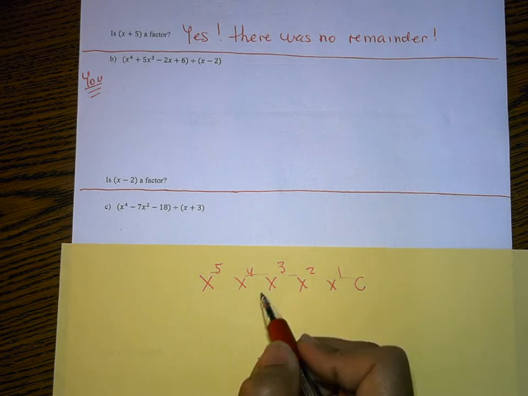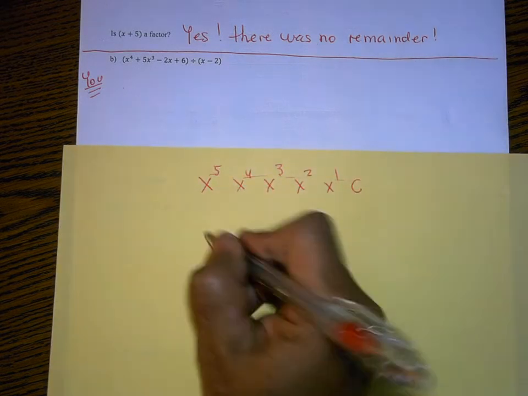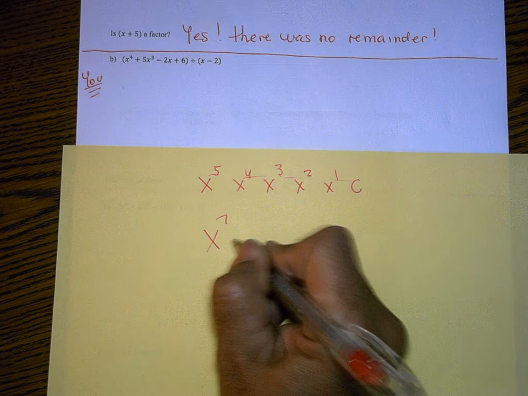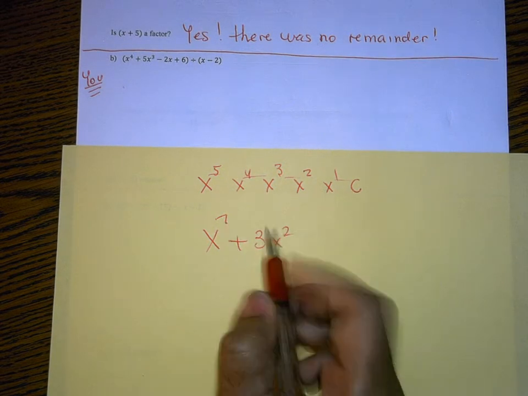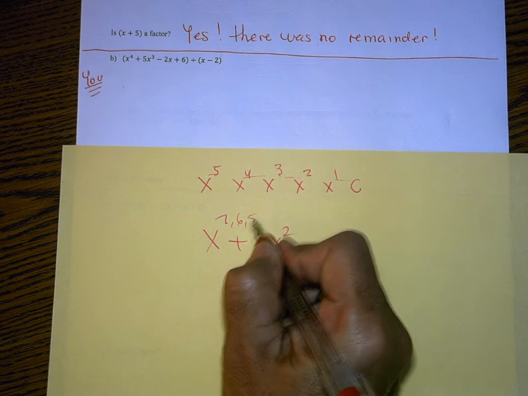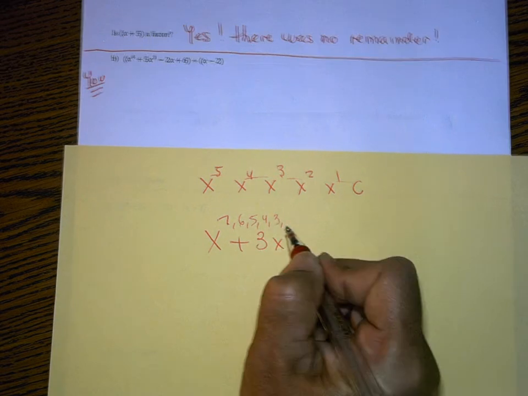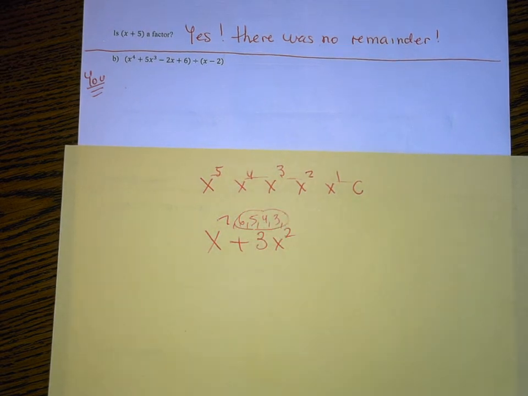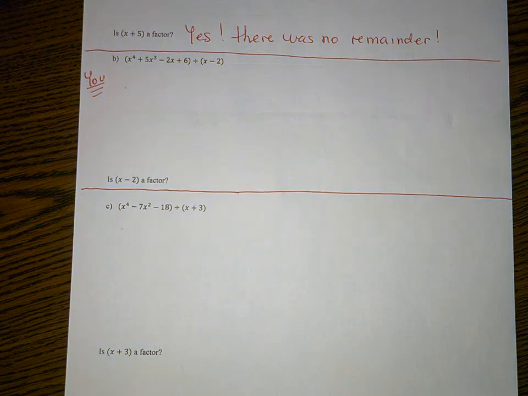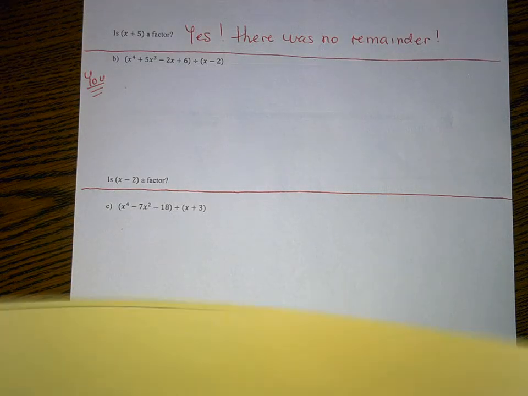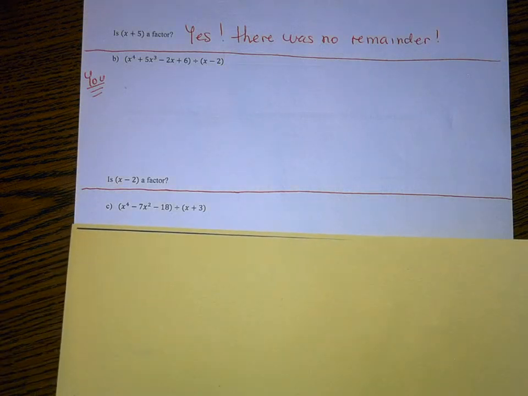Okay? If I start with something to the 7th power, and then I go plus 3x squared, well, from 7 to 2 it's missing the 6, the 5, the 4, the 3. So it's missing all these values right here. We have to have all of the exponents in order. So what happens when something's missing? We put a placeholder. We put something to hold the place of that value.